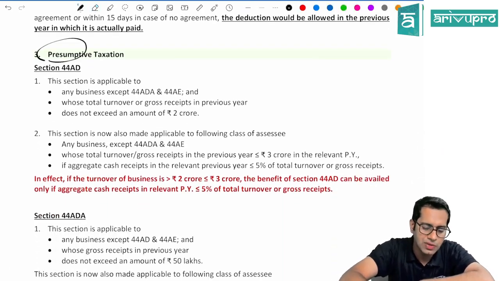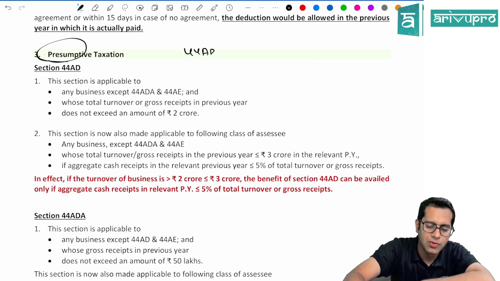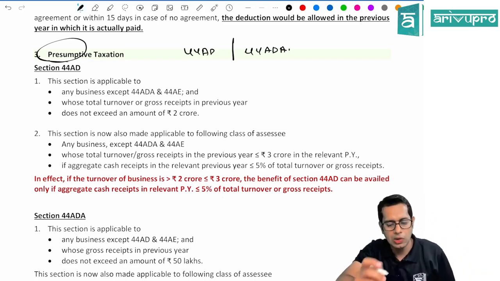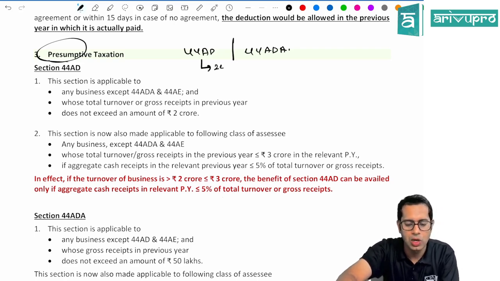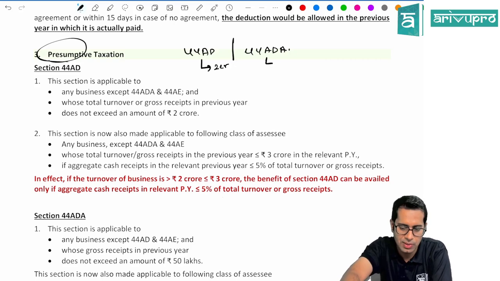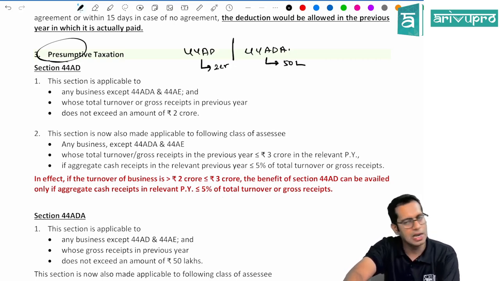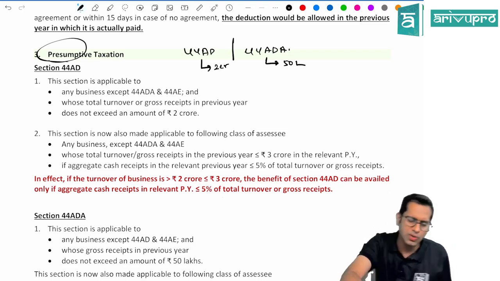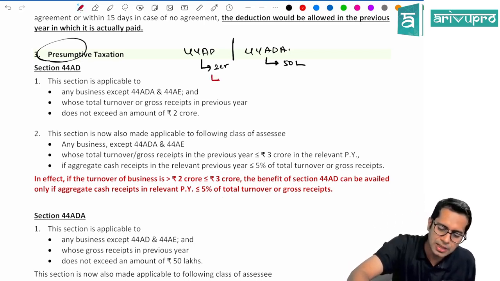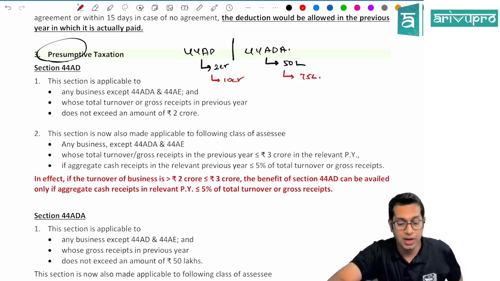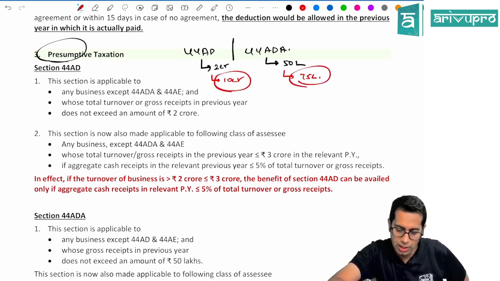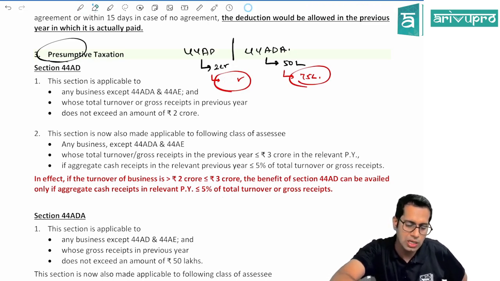Now, there is presumptive taxation under section 44AD for business people and 44ADA for specified professions. Here they have added one extra. Normally for business people the limit was up to 2 crore rupees turnover, for which they can opt to pay tax on presumptive basis, and for professionals the limit was 50 lakh rupees. Now they have increased this limit. For business people the limit will be, sorry, not 10 crore, the limit of 3 crores, and for professionals 75 lakhs.